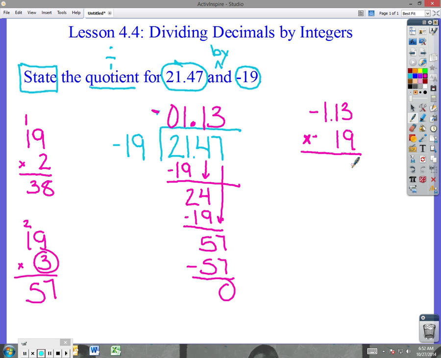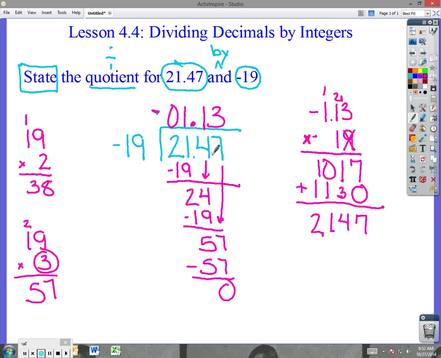9 times 3, 27. 9 times 1 is 9, plus 2 is 11. 9 times 1 is 9, plus 1 is 10. I am done with this 9. To hold that place value, I'll put a 0 here underneath the 7. Now we go 1 times 3 is 3, 1 times 1 is 1, 1 times 1 is 1. Let's add this together, and I already stated a negative times a negative will give me a positive, so I know it's positive. 7 plus 0 is 7, 3 plus 1 is 4, 1 plus 0 is 1, 1 plus 1 is 2. Okay, I have 2,147.